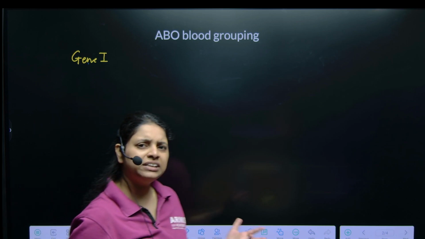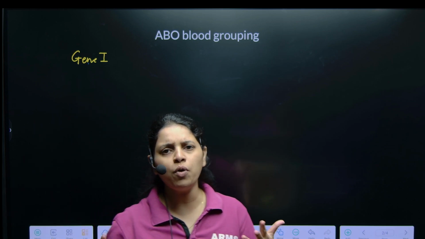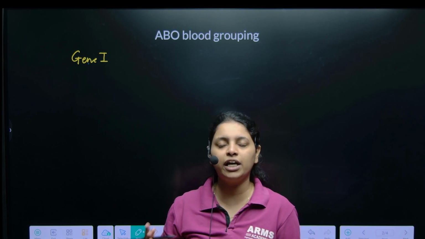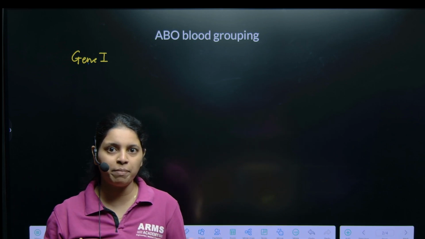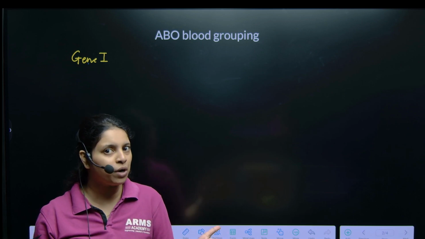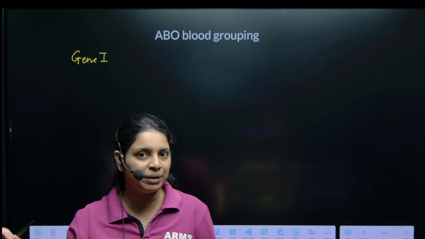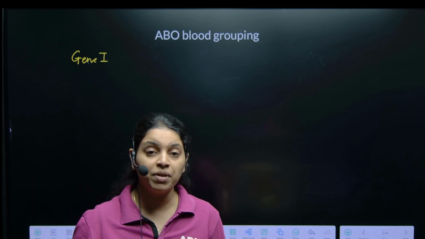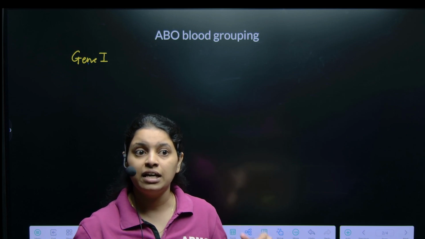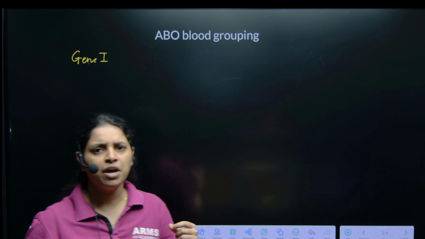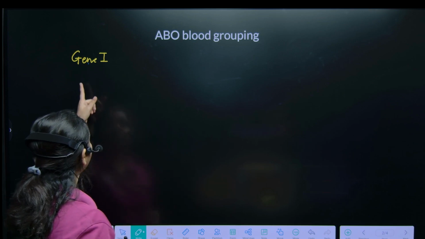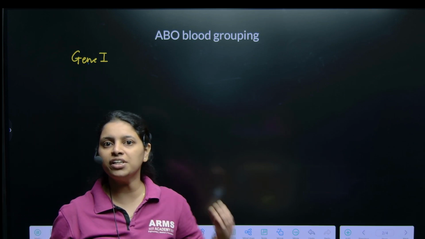Now, usually we see that a gene has two alternative forms, two allelic forms. Like in pea plants, we studied the plant height is controlled by a gene and it has only two alternative forms which we write as capital T and small t. But now, in this case, with respect to gene I, which controls the ABO blood grouping system, we will see that gene I has three alternative forms.